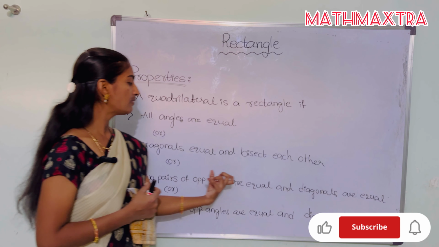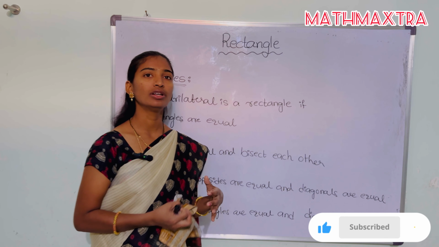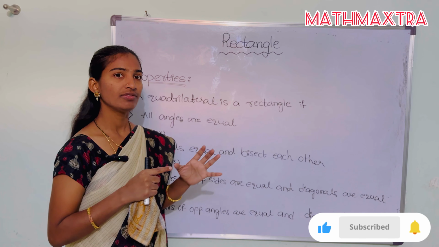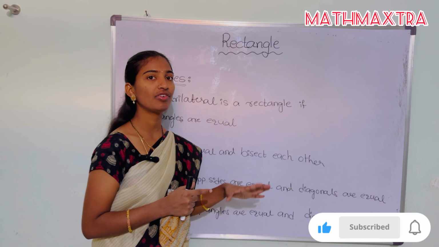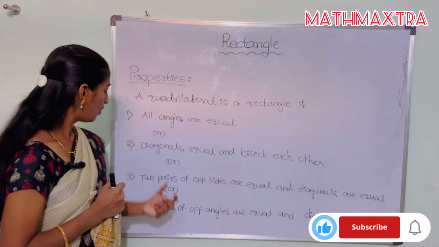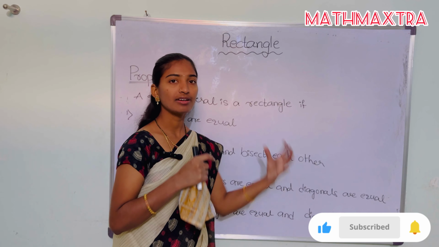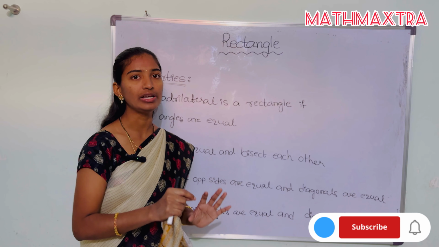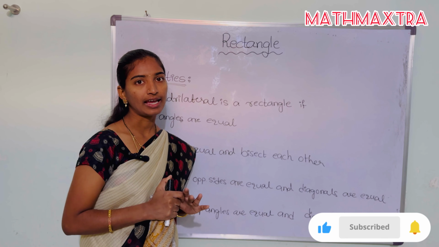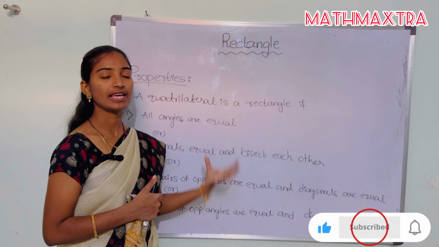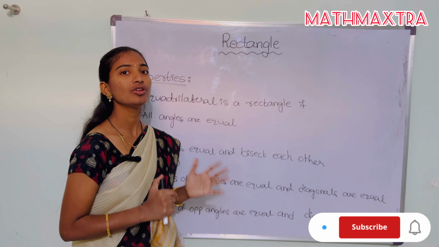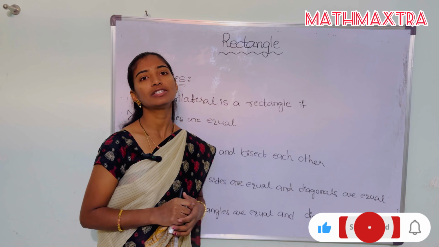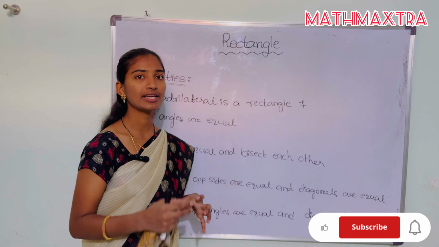Or the two pairs of opposite sides are equal and diagonals are equal. See, the two pairs of opposite sides are equal, along with the diagonals also being equal. If this statement is given, then also you should identify that the given quadrilateral is a rectangle. Or two pairs of opposite angles are equal, along with the diagonals also being equal, then also it is a rectangle. If among these four statements any one statement is given, there you should identify that it is a rectangle. Okay, so these are some different properties of a rectangle, and we will discuss the next topic in the next session.